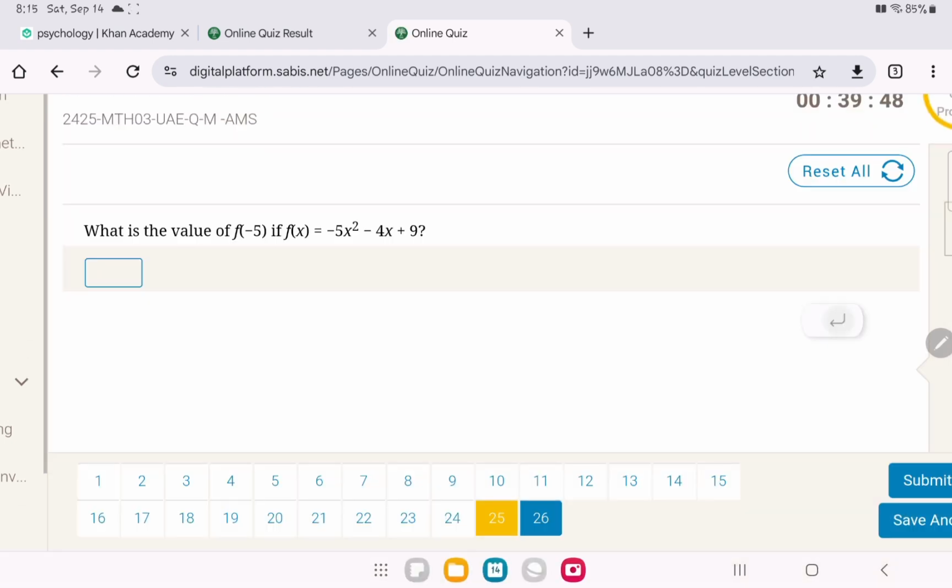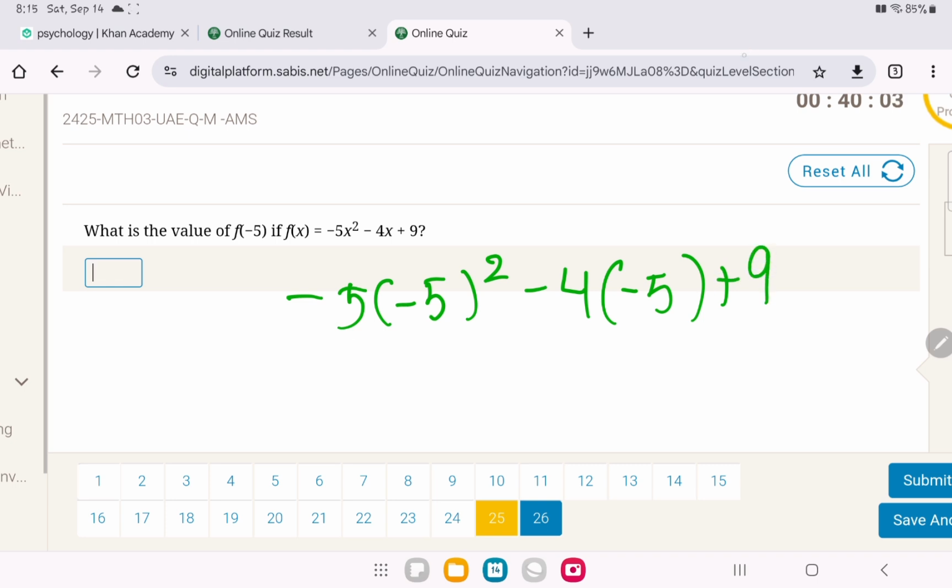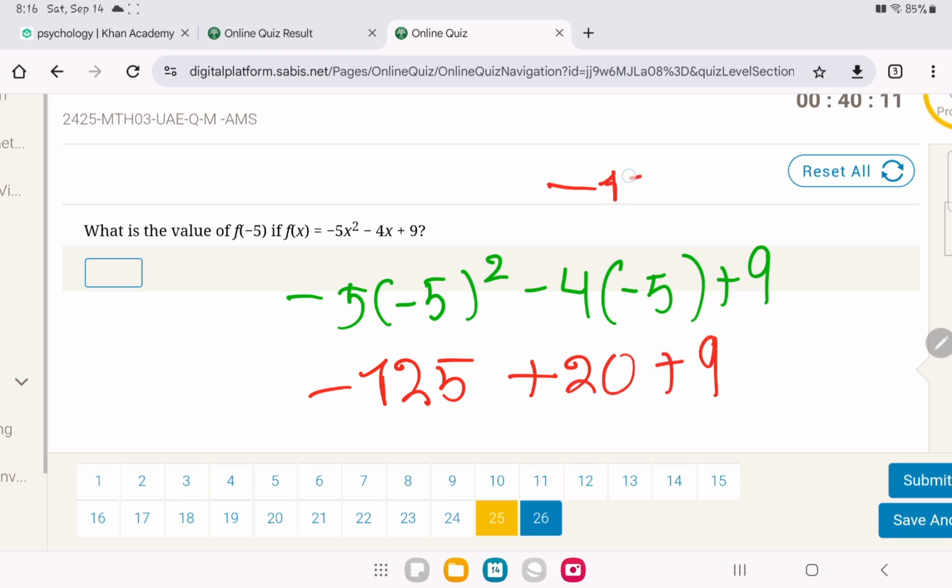Question number 25. What is the value of f of minus 5 if f(x) is equal to this? So all you need to do is replace the x by minus 5, and then we solve. Here we're going to have negative 125 plus 20 plus 9. So minus 125 plus 29. We're going to get minus 96. So our answer is negative 96.